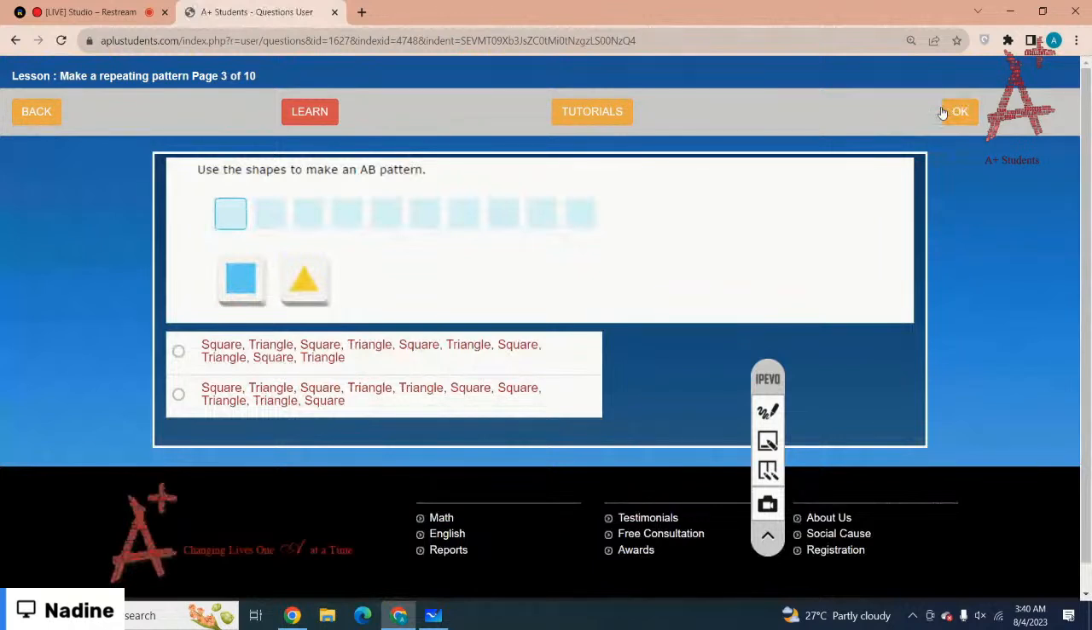Okay, use the shapes to make a pattern. It would be square, triangle, square, triangle, square, triangle, square, triangle, square. One, two, three, four. One, two, three, four, five. Square, triangle, square, triangle, square, triangle, square, triangle, square. It will end up on triangle. Option number one is the correct option.